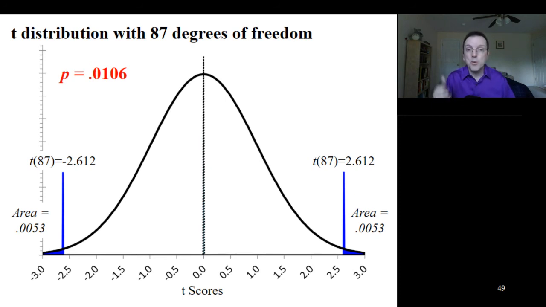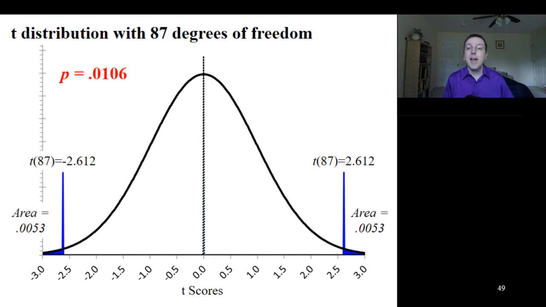0.0106. Great. Pretty straightforward. It's just like doing the z-test, except you have to remember that the exact shape of the t-distribution varies based on our degrees of freedom, so we need to use the correct t-distribution based on those degrees of freedom.